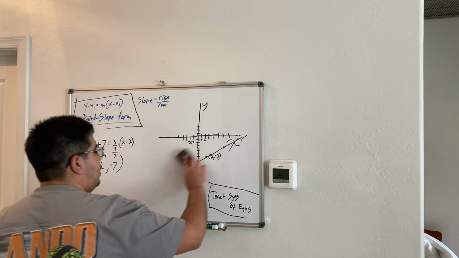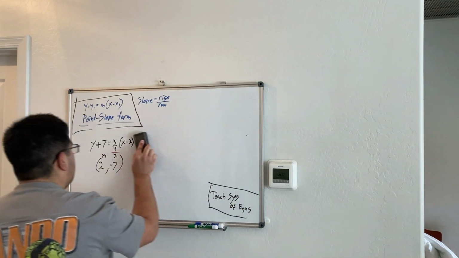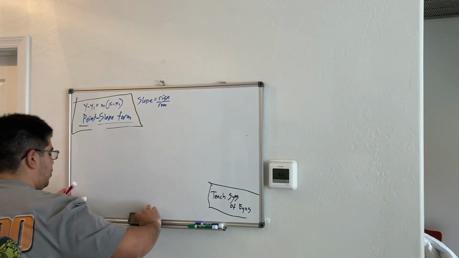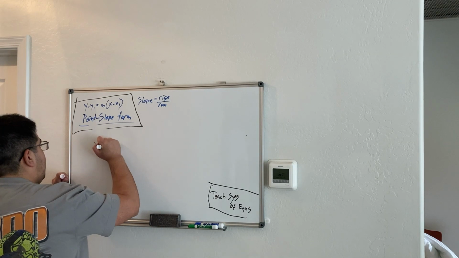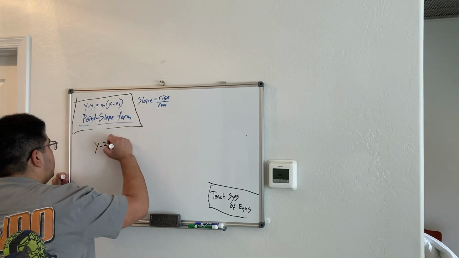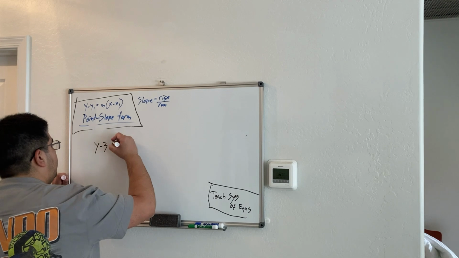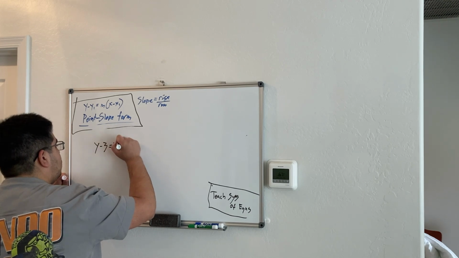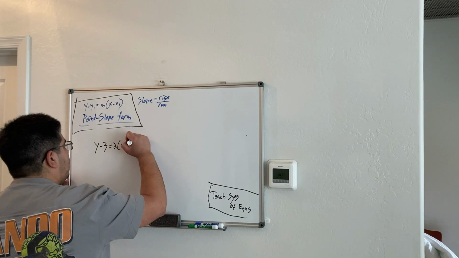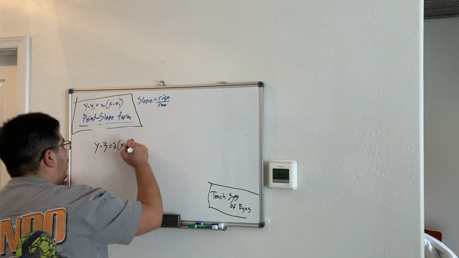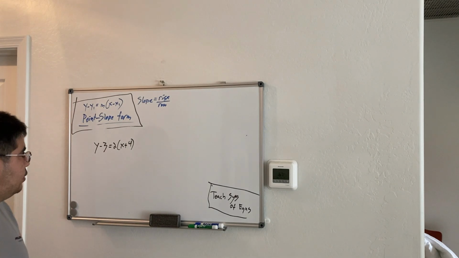This next one's going to be pretty fast. All right. Let's do y minus 3 equals slope of 2x minus, let's do plus 4. All right. This one pretty simple. You should know what to do right now.